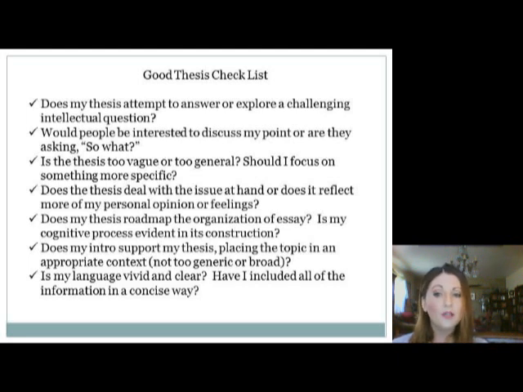So hopefully that gave you a little bit of insight into some strategies that you can employ to improve your thesis statements.